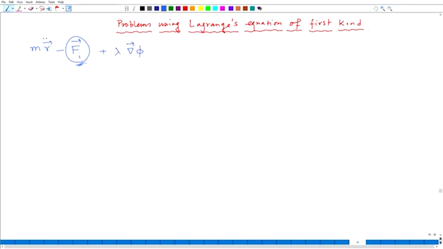gradient of phi is equal to 0, where lambda is the undetermined multiplier of Lagrange and phi is the holonomic constraint which we consider here. So, phi is a holonomic constraint.